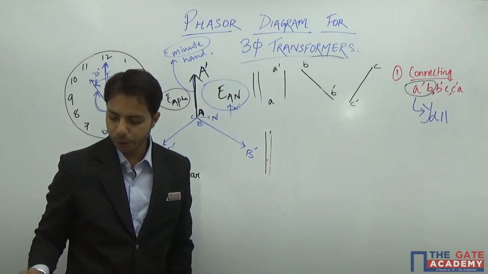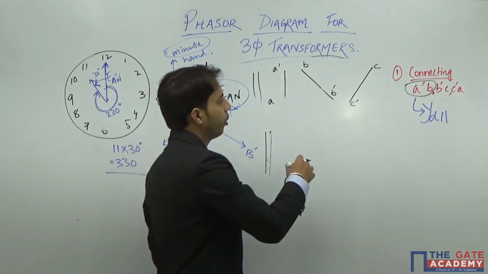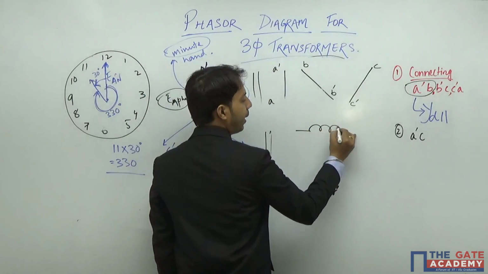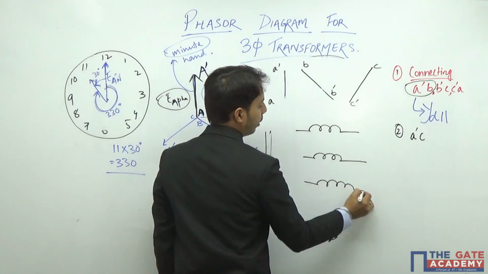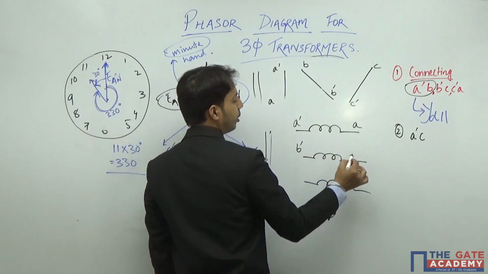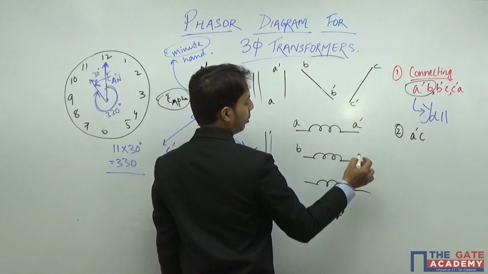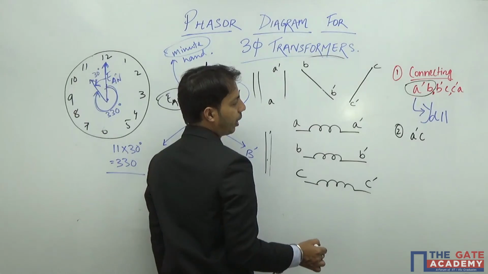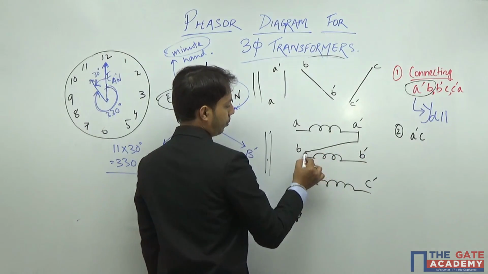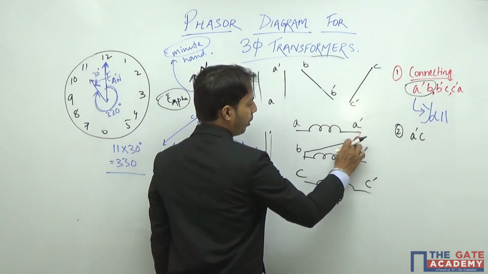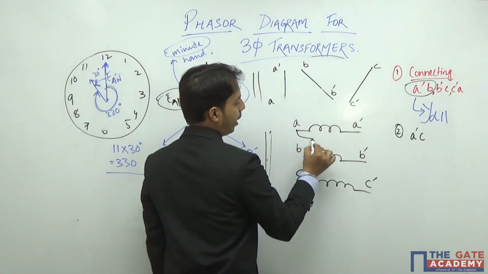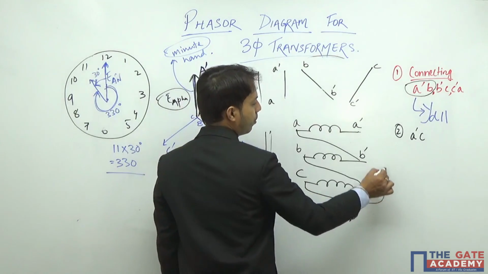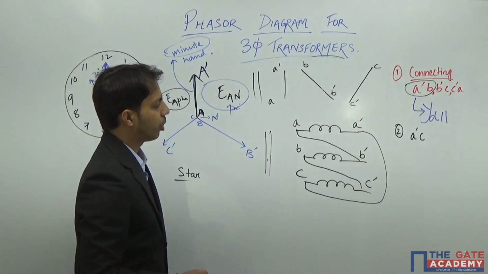So let us see what happens with some other connection. What else connection is possible? I can connect A dash to C also. Let us redraw it and see what else can be the connection. This is A dash, this is A, this is B dash, and this side will be C dash. Now we can connect A dash to B, or we can connect A to B dash, B to C dash, and C to A dash. So let us see what happens if we connect in this particular way.